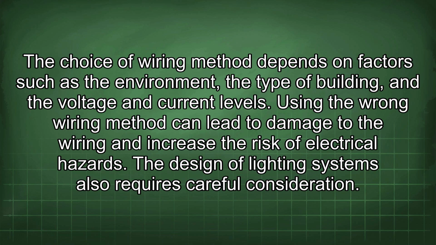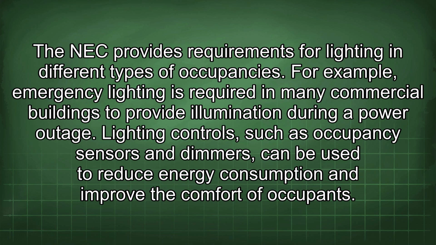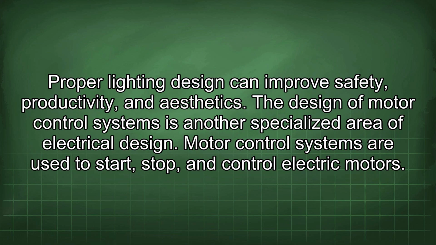The design of lighting systems also requires careful consideration. The NEC provides requirements for lighting in different types of occupancies. For example, emergency lighting is required in many commercial buildings to provide illumination during a power outage. Lighting controls, such as occupancy sensors and dimmers, can be used to reduce energy consumption and improve the comfort of occupants. Proper lighting design can improve safety, productivity, and aesthetics.